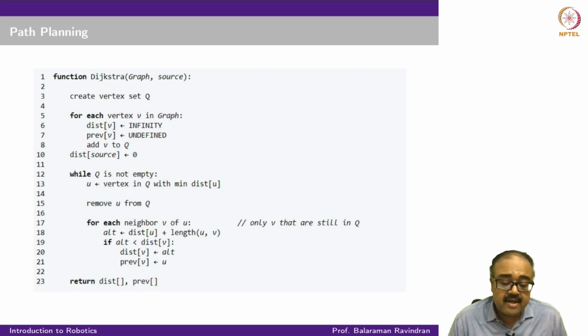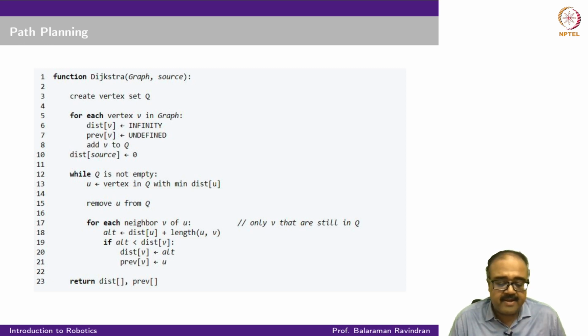Then I say that the previous node in the graph, like we had the parent in BFS, now starts off as undefined, because I don't know how to reach V. And now I put all the vertices in Q. At the end of it, the distance to the source is 0, because I know how to get to the source. I am starting there.